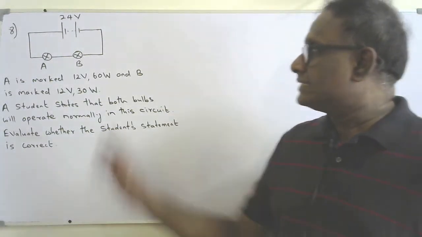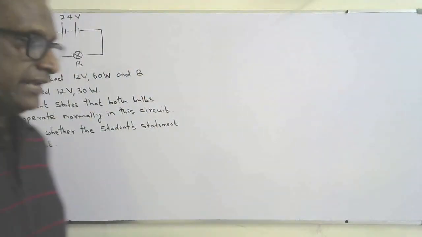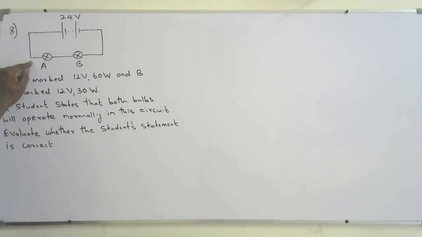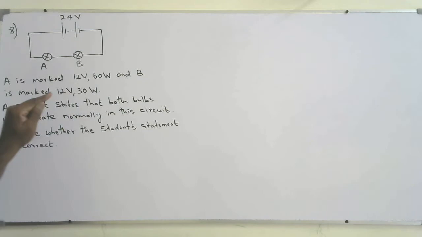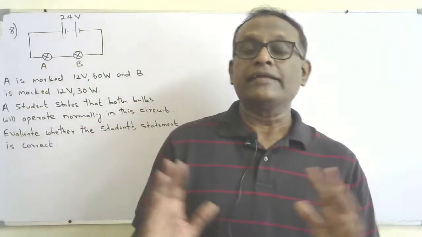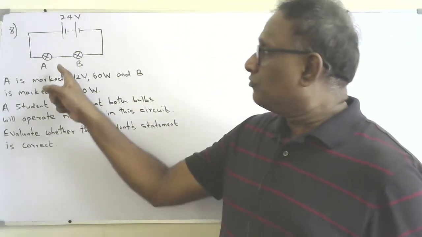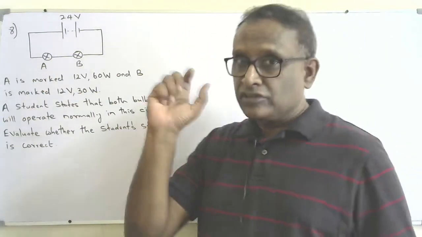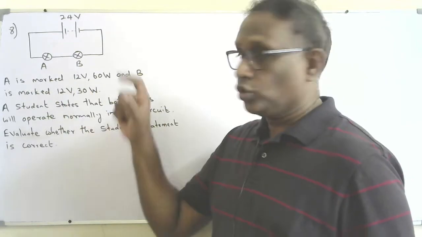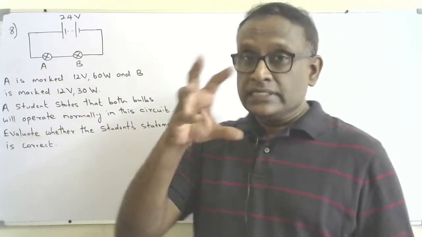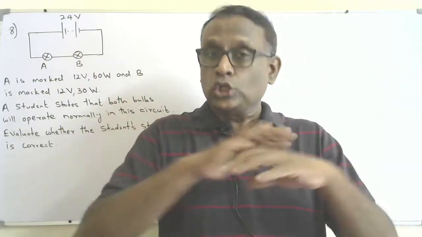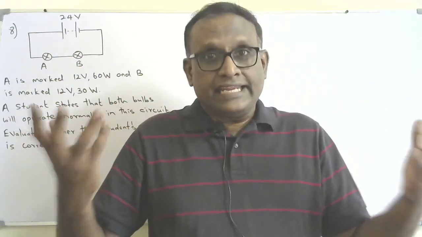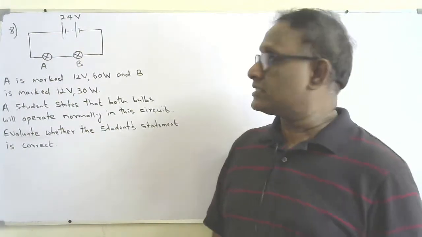Okay, so in this circuit, two bulbs A and B are rated. Bulb A is rated as 12 volt 60 watts and B is rated as 12 volt 30 watts. So first you should know what is meant by rated. That means if the voltage across bulb A is 12 volt, then it will consume 60 watts of electrical power and dissipate totally light and heat that will be equal to 60 watts.